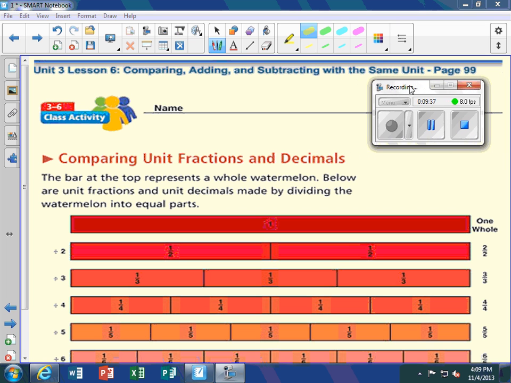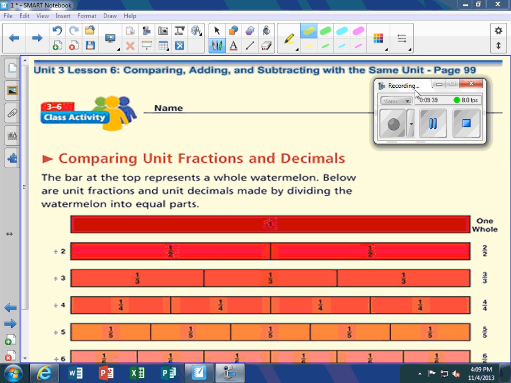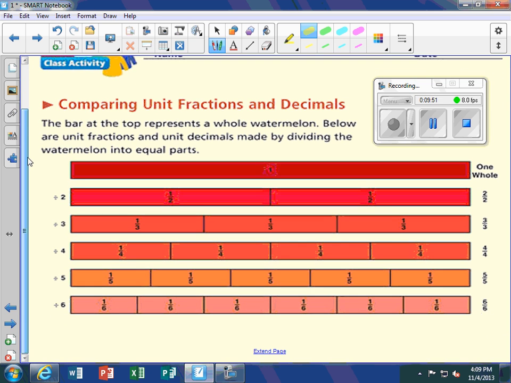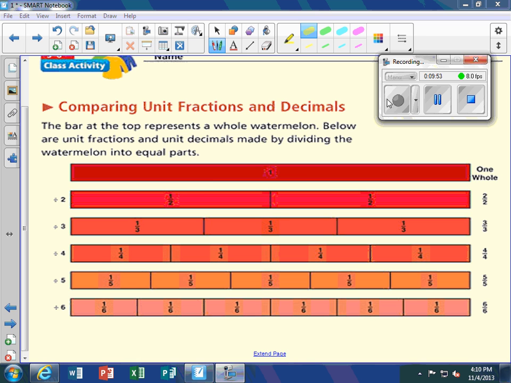All right, let's move on to page 98. So go ahead and draw a line in your black notebook and write Unit 3, Lesson 6, comparing, adding, and subtracting with same units. And this is fractions. So here we go. We have bars here that are representing 1 whole, 2 parts, 1/2, 2 over 2 together makes 1 whole, 1/3, 1/3, 1/3, 3/3 makes 1 whole. 1/4, 1/4, 1/4, 1/4, 4/4 equals 1 whole, and so on, 1/5 and 1/6.